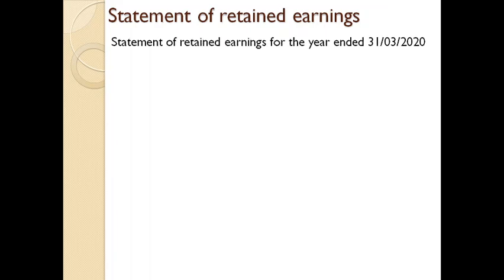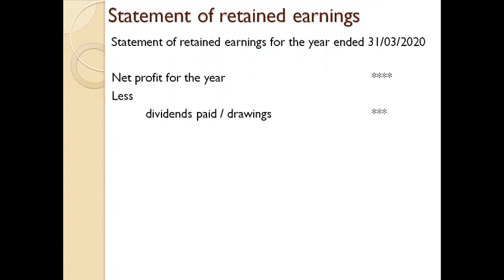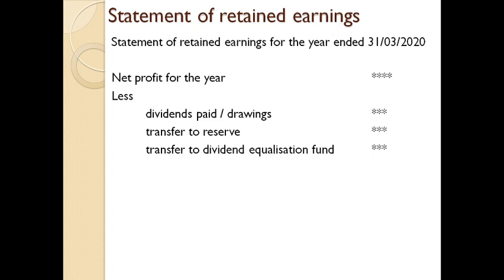Now we will deal with the format for the statement of retained earnings. This is the title of the retained earnings statement. First of all, we will write net profit for the year. From net profit, we will deduct dividends paid or any sort of drawings. The two items are different. Just for the time being, I am writing dividends paid or drawings. Next one, transfer to reserve. Any amount transferred to the reserve from profits has to be deducted. Next one, transfer to dividend equalization fund. Next one, transfer to sinking funds.